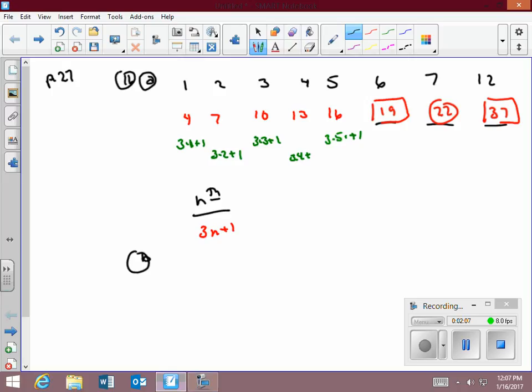The B says 0, 3, well, let's see. I got it. 1, 2, 3, 4, 5. 15, and 24. Then they want 6, 7, 12.